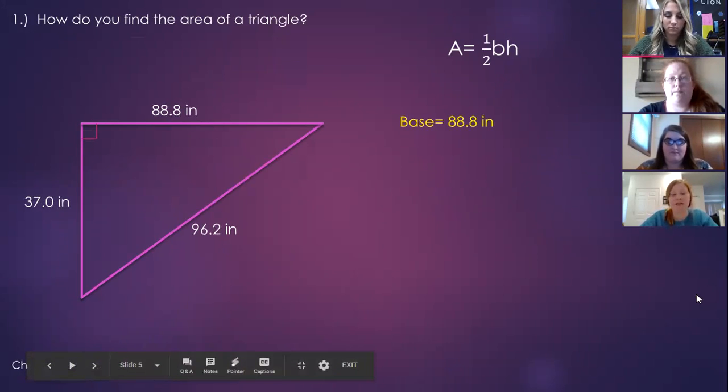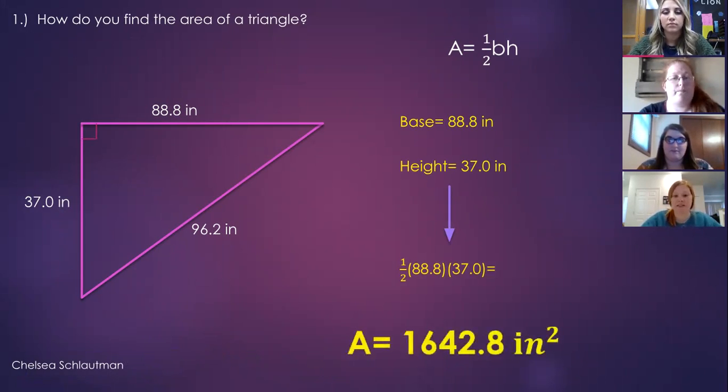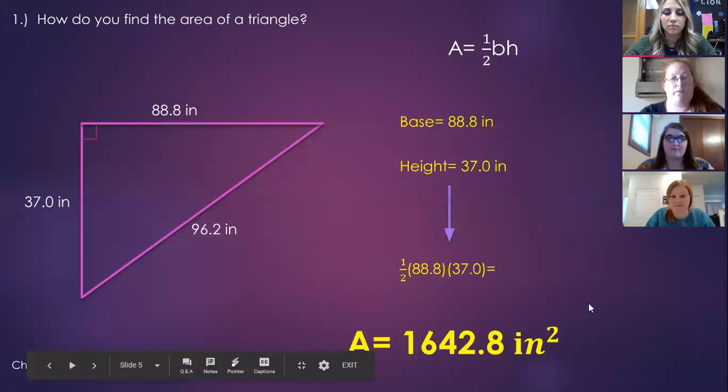And here you can see if we flip this triangle where the bottom is a flat edge, we have our base of 88.8 inches. Then our height is going to be the one going vertical. It's going to be the 37 inches. And so if we plug that into our formula, 1/2 times base times the height, we're going to get 1,642.8 inches squared. And it'll be squared because we're multiplying an inch times an inch. So it will be squared.